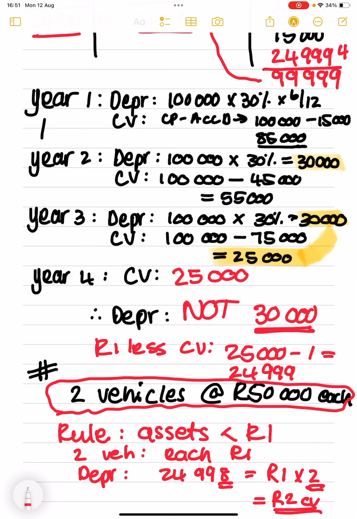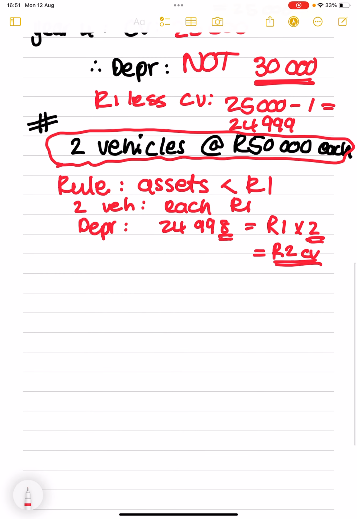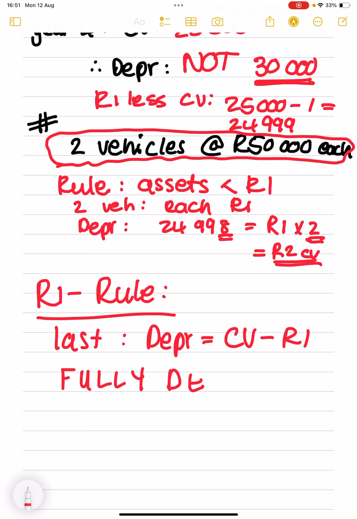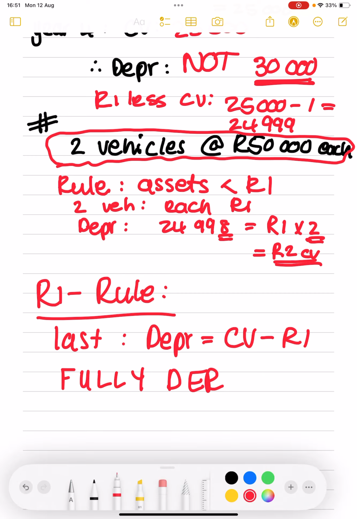But basically the 1 Rand rule, if I can sum it up, simply says in your last year, your depreciation will be equal to carrying value minus 1 Rand. That will be the depreciation entry, and that will then get your asset to being fully depreciated. Okay, and that is the 1 Rand rule.